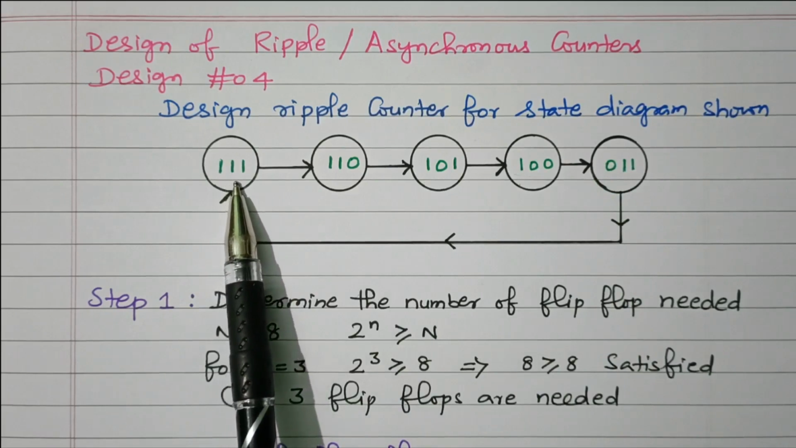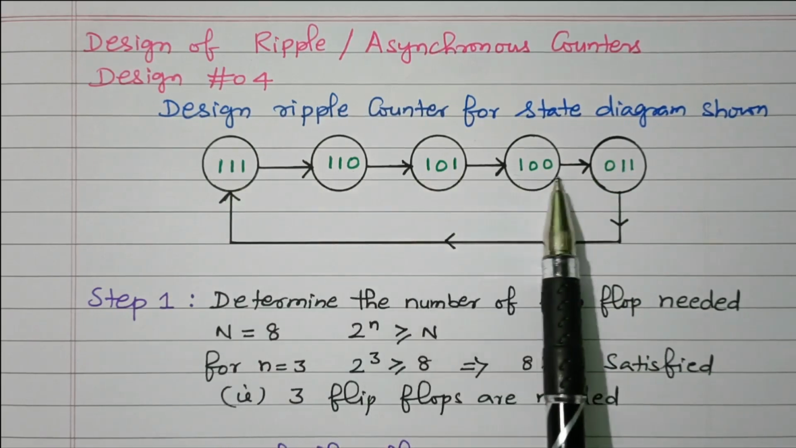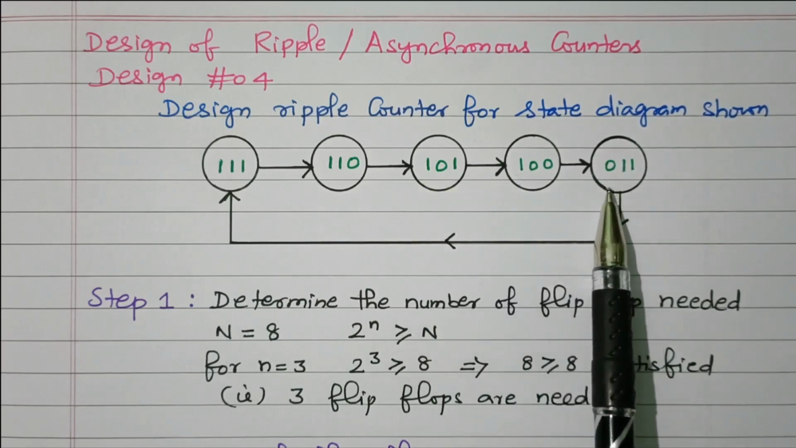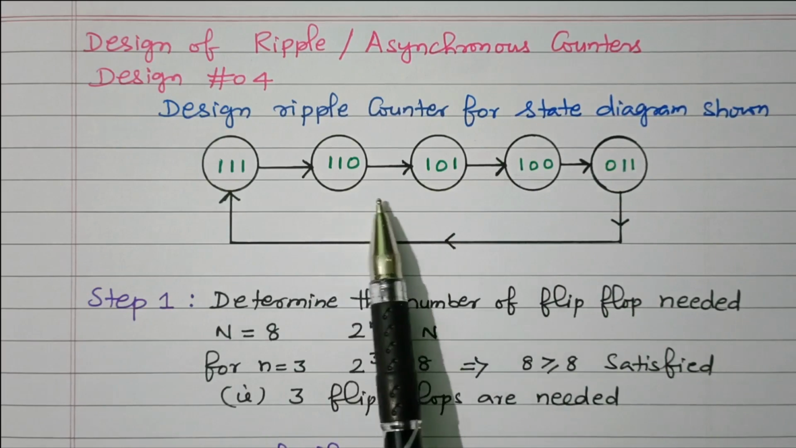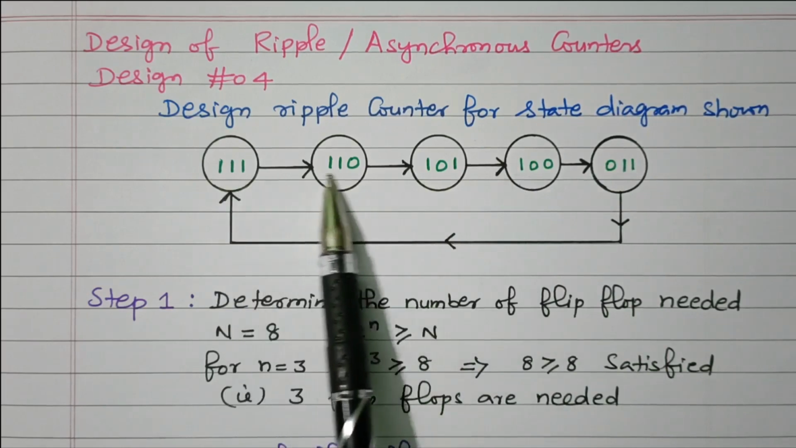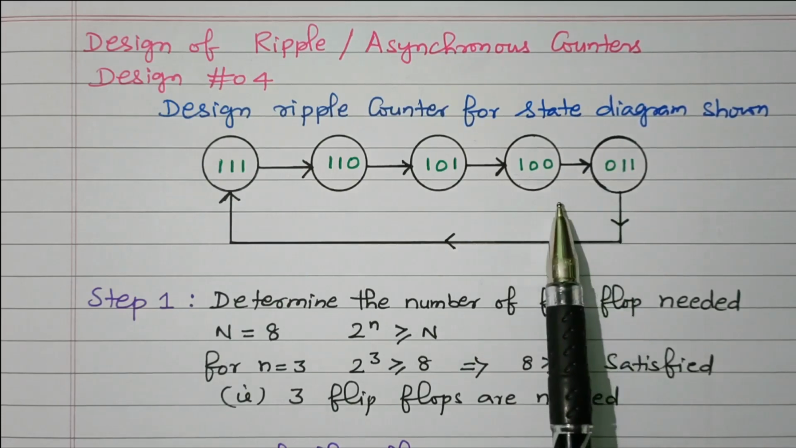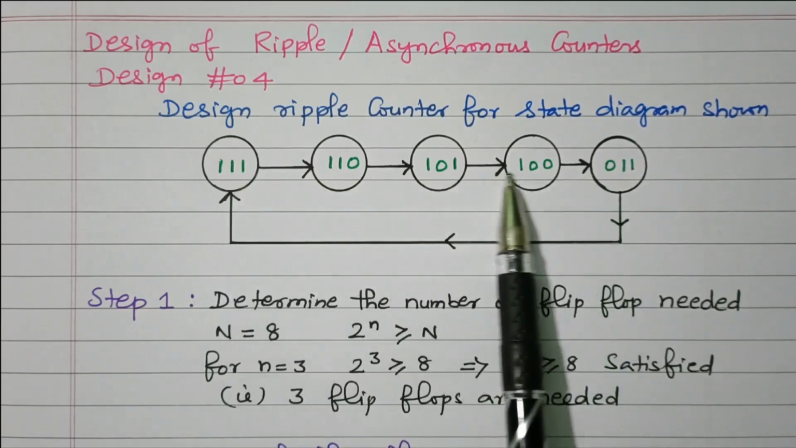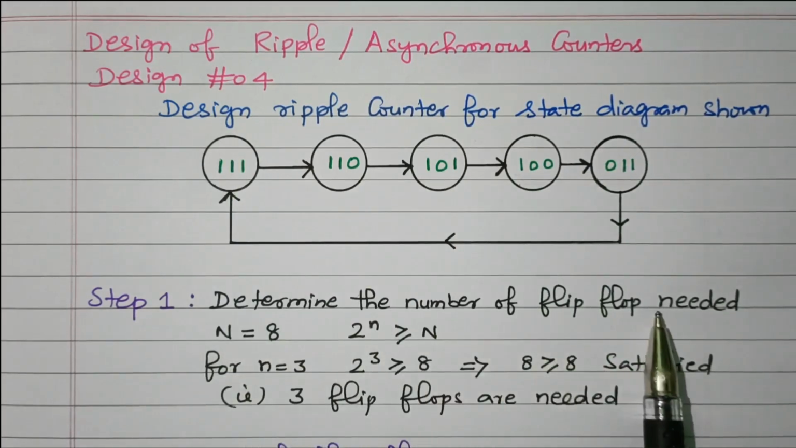You start from 111 and keep on reducing: 110, 101, 100, 011, right? So this is the 3-bit counter. 8 states are there, but in the state diagram only 5 states are available. The remaining 3 states we need to disable, and it also comes under the down counter. So based on that we can see step 1, determine the number of flip-flops.